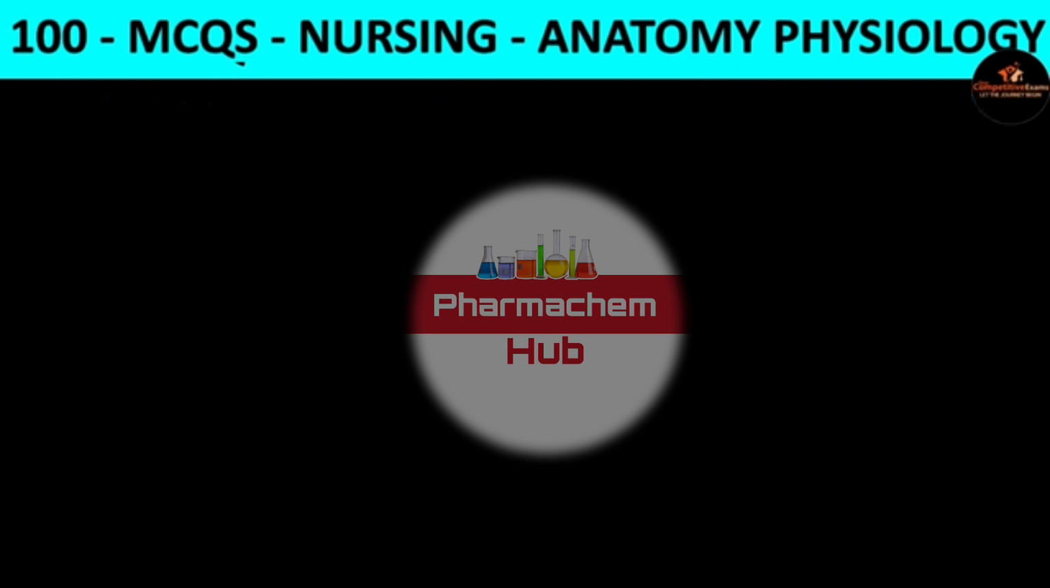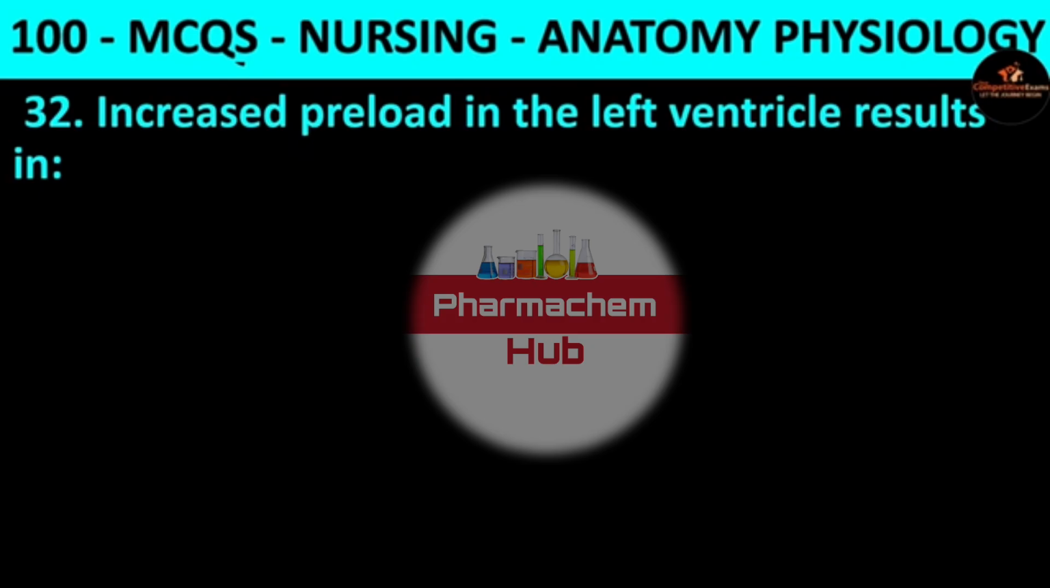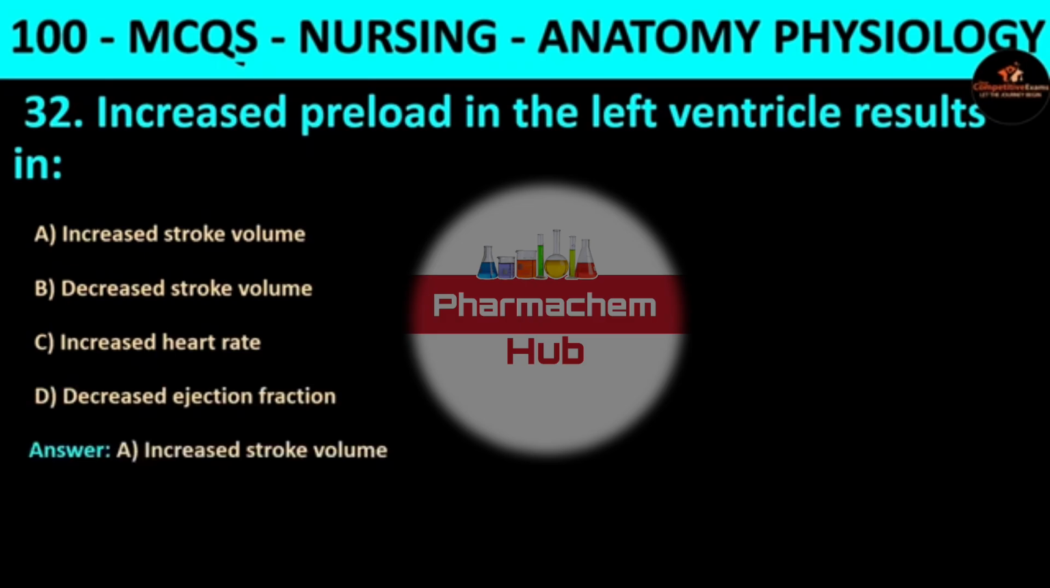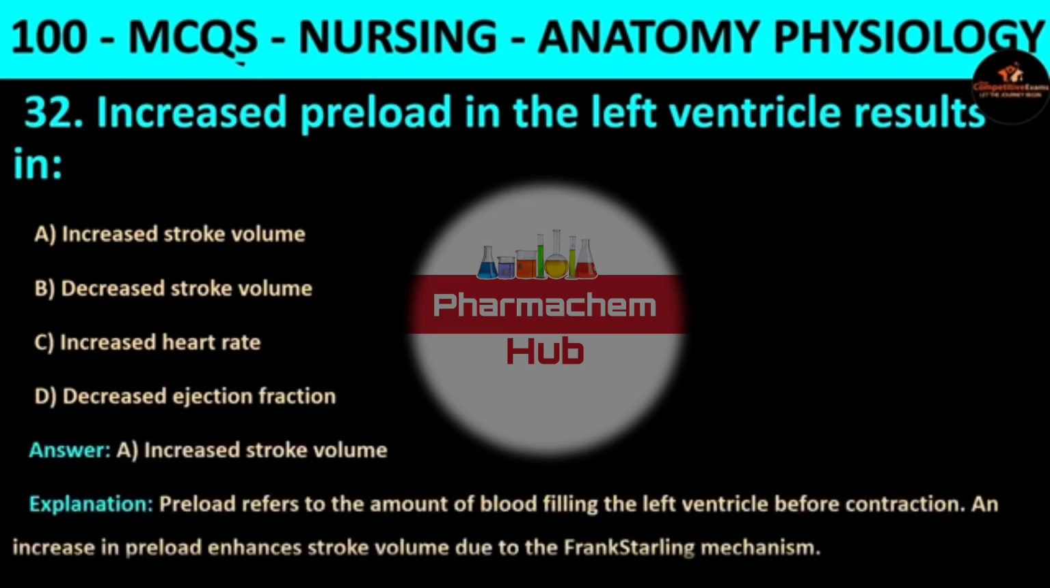Question number 32. Increased preload in the left ventricle results in increased stroke volume, decreased stroke volume, increased heart rate, or decreased ejection fraction. The correct answer is A, that is increased stroke volume. The preload refers to the amount of blood filling the left ventricle before contraction. An increase in preload enhances stroke volume due to the Frank-Starling mechanism.